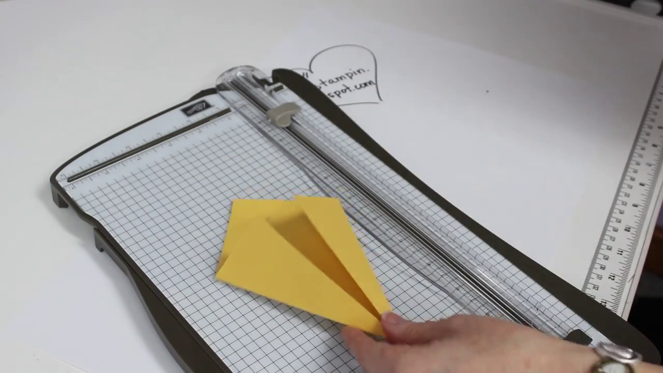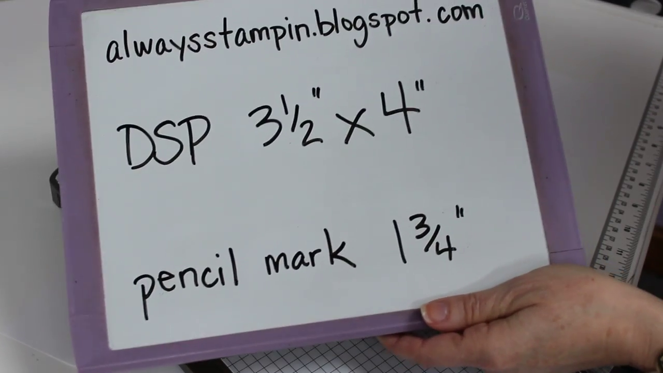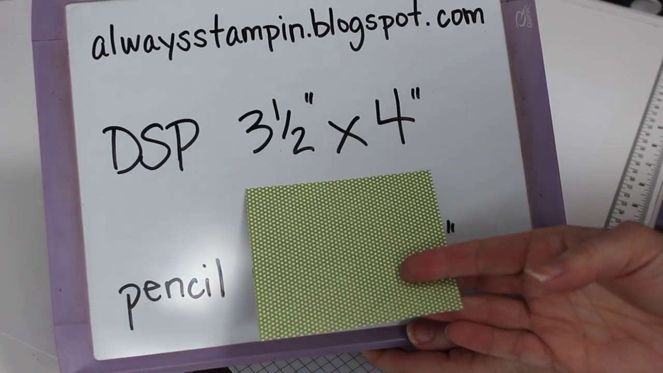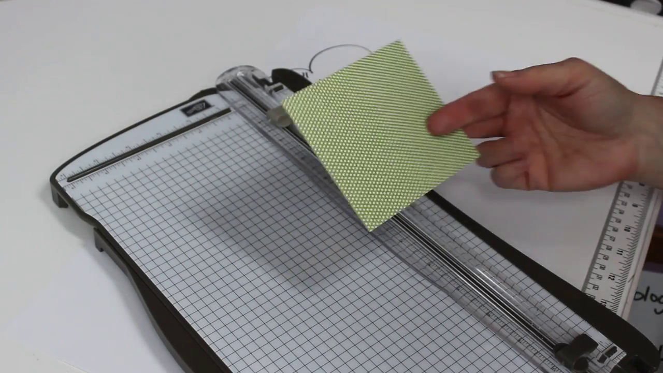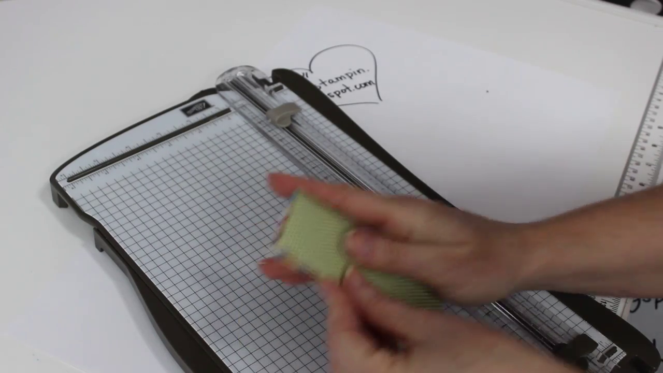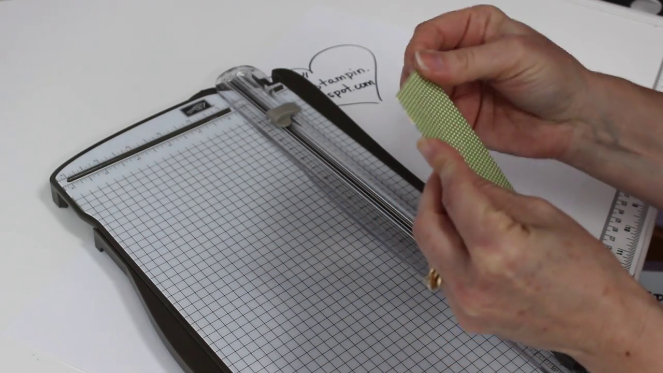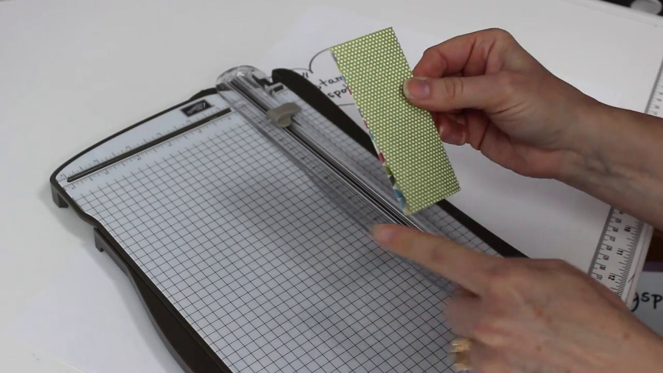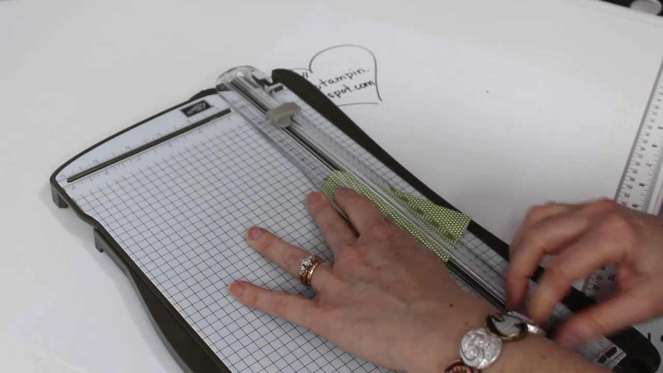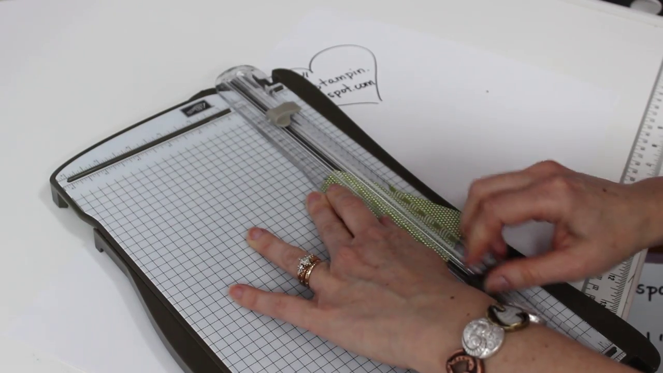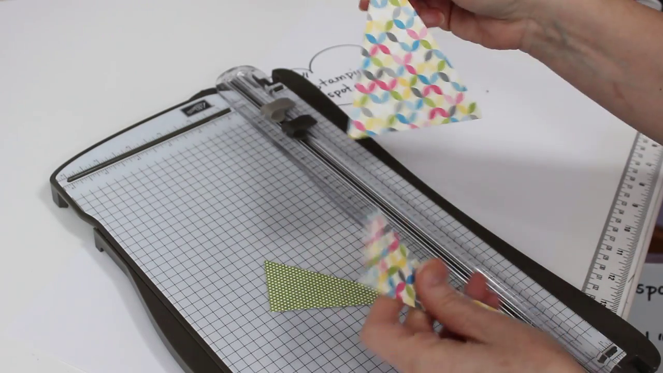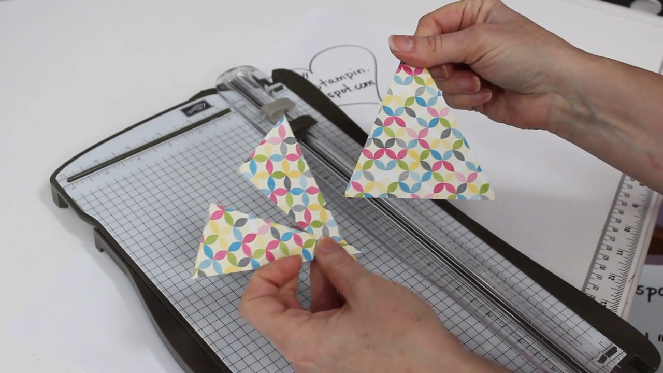Now to show you the designer series paper, you're going to need a piece of designer series paper that measures 3.5 by 4 inches. And we're going to just fold that long ways. So just fold it so that the paper is long. And then we're going to trim corner to corner. It doesn't matter which way, just go corner to corner with it. So that what you end up with is a big triangle piece and 2 smaller triangle pieces.